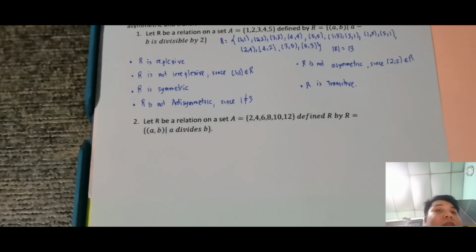Ganun kasimple. Okay, so dito sa number 2, ang gagawin ko na lang, ganun kasimple, mabilis na, hindi ko na check agad. Sabi, let R be a relation ng set A. So like we have 2, 4, 6, 8, 10, and 12. Define R by R is equal to (a, b) such that a divides b. So ito yung baliktad, no? A divides B. So kunyari, 2 divides 4 kasi 4 divided by 2.